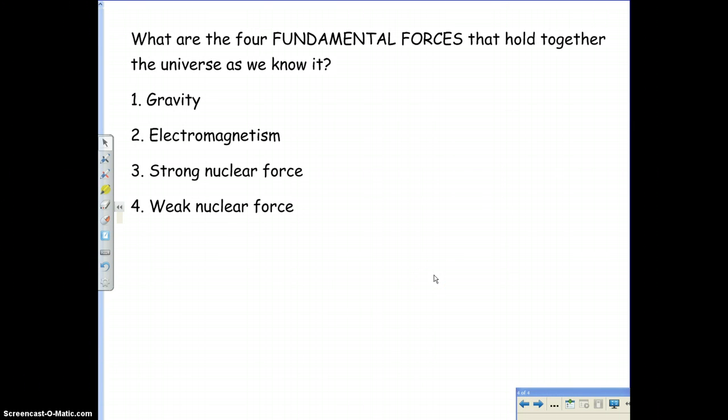Notice that the four fundamental forces that hold the universe together, these four, act everywhere in the universe. We know that there's always at least four forces acting on everything, never less than these four: gravity, electromagnetism, and the strong and weak nuclear force. The strong nuclear force is really the force that holds atoms together, and the weak nuclear force is what we call radioactivity. Those really occur at the subatomic level, so we don't experience those on a daily basis.